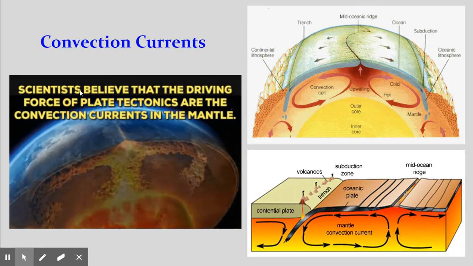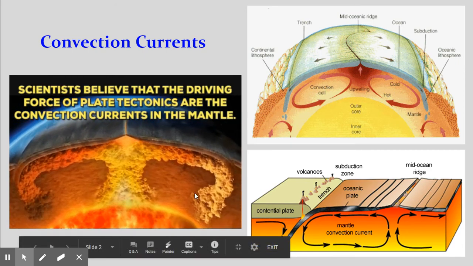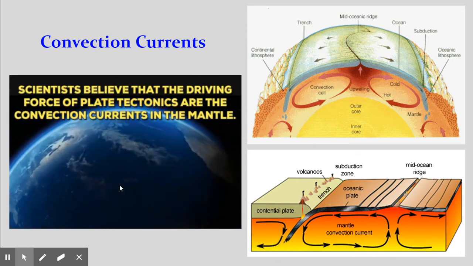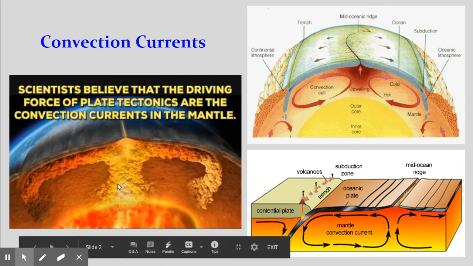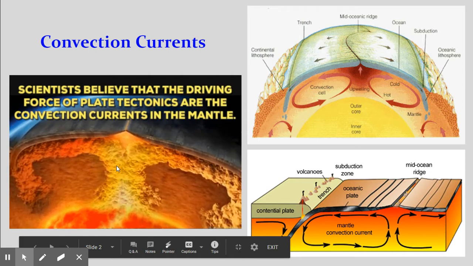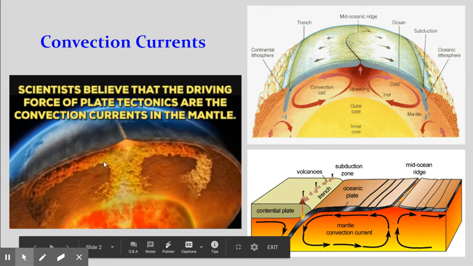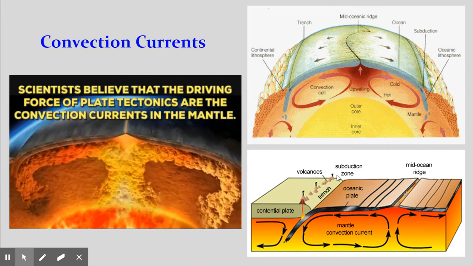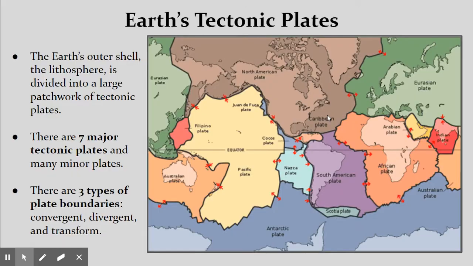Convection currents. So scientists today believe that the driving force of plate tectonics are the convection currents in the mantle. The upper part of the mantle is called the asthenosphere. So what you have here is hot, kind of liquid, more putty material rising because the core is heating it up, and that putty material rises and then it starts to cool off and sink to get heated back up again. And this is what moves our plates on Earth, causing crustal features that we'll be studying about.